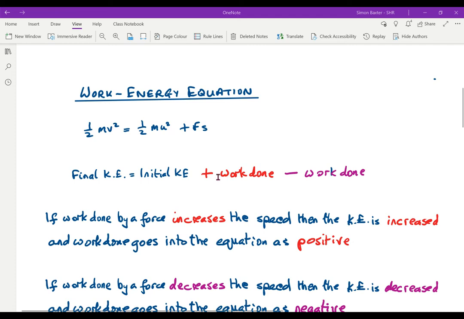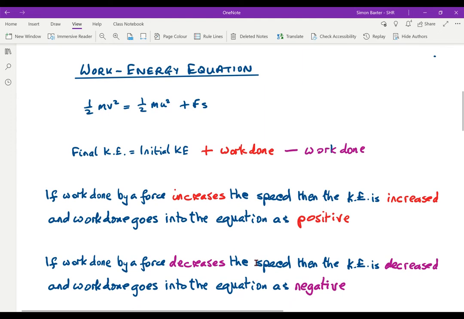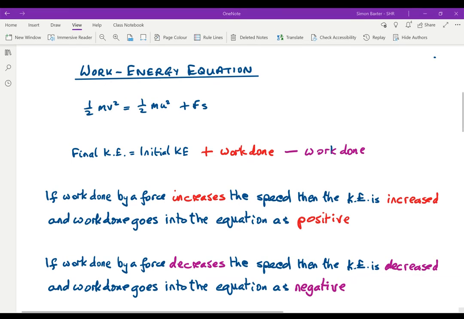In the other way, if you have a force which decreases the speed, like friction, then you're decreasing the kinetic energy. So you have a certain amount of kinetic energy, friction decreases it, it will reduce the amount of energy that you have. So it must go in as negative. I will do an example to show you how that works.